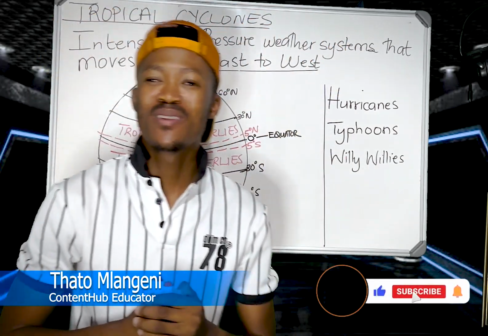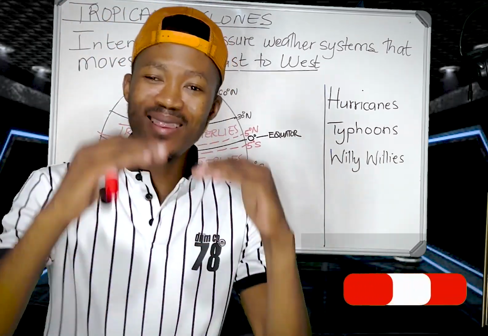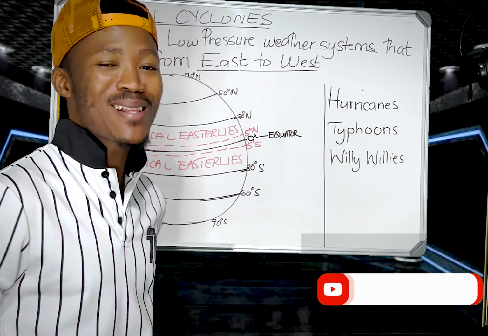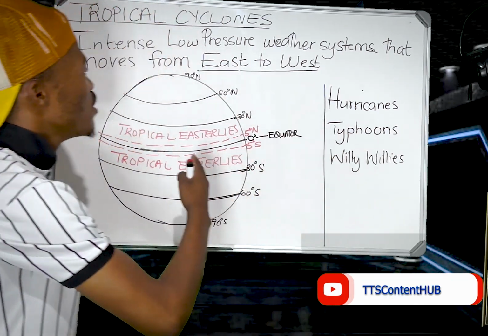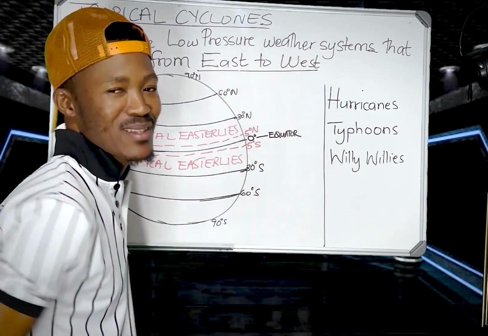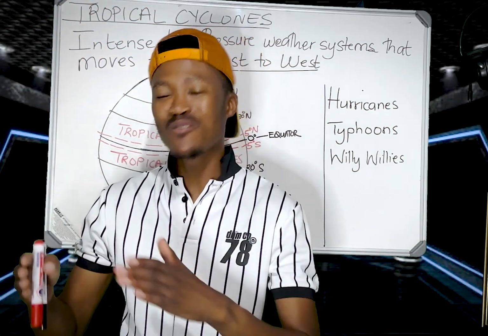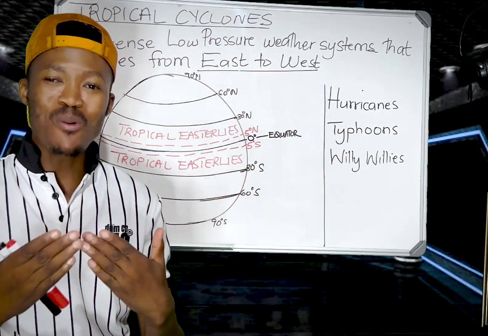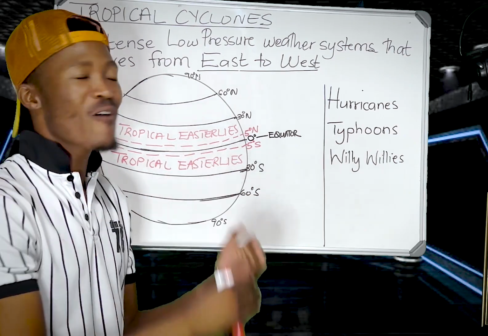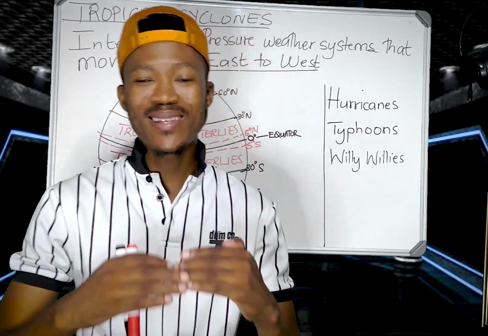Today we will be dealing with tropical cyclones. Now firstly we need to establish what tropical cyclones are. Tropical cyclones are intense low pressure weather systems that move from east to west. Unlike mid-latitude cyclones that move from west to east, tropical cyclones move in the opposite direction. They move from east to west, in a westward direction.